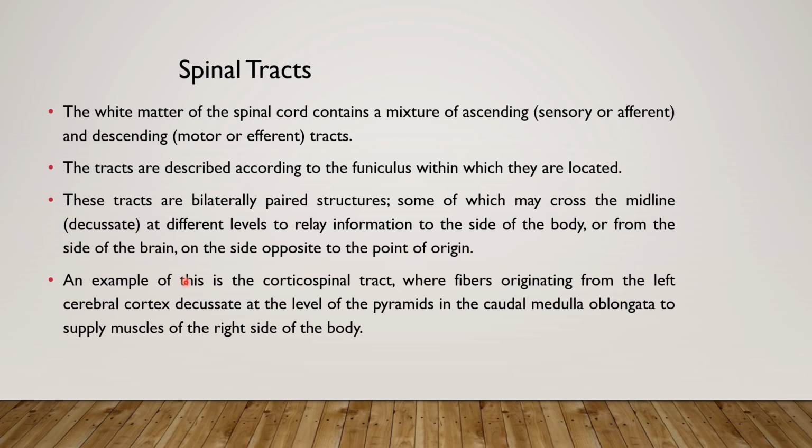Then, while discussing the anatomy of the brain, we have seen that the right cerebral hemisphere controls the left side of the body and the left hemisphere controls the right side of the body, because the corticospinal tract decussates or crosses over to the opposite side. That is why this control occurs.